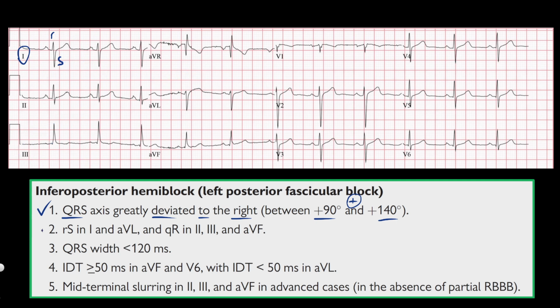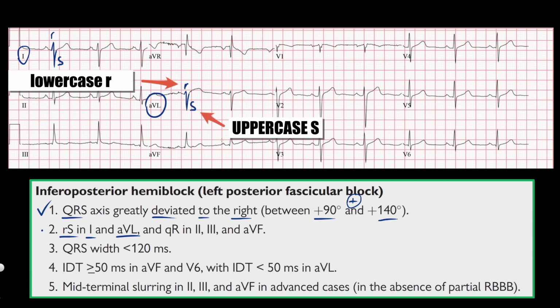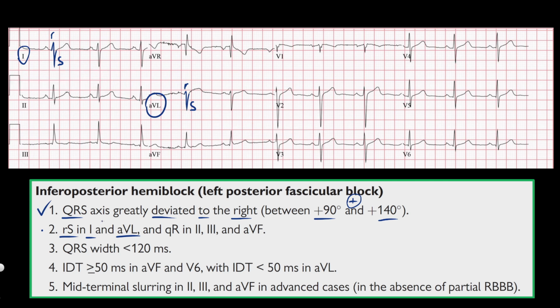Now let's check the QRS morphology in the limb leads. As you see, in the first standard lead and AVL, QRS has RS morphology with a small R wave and a large S wave. Remember that if the amplitude of a wave is less than 5 mm, it is named by a lowercase letter. If more than 5 mm, an uppercase letter.